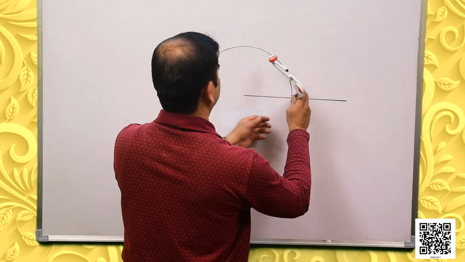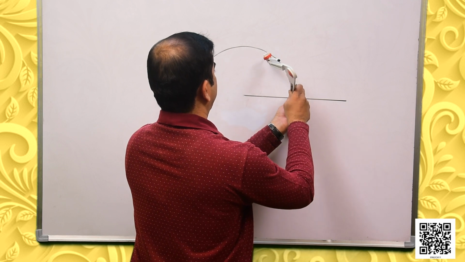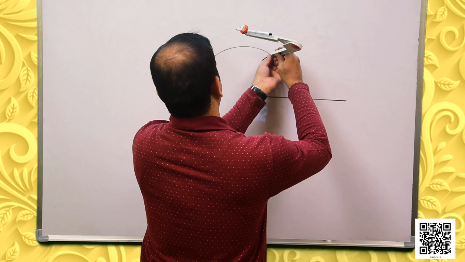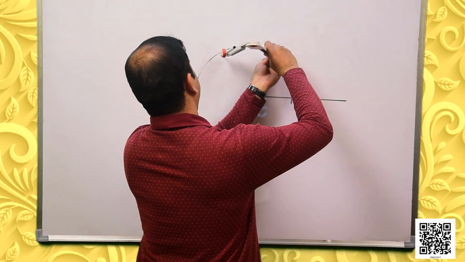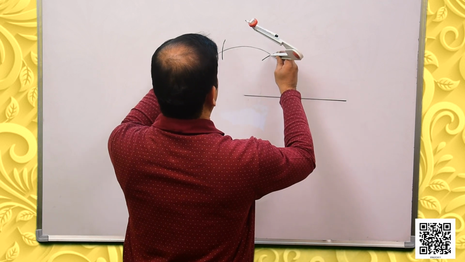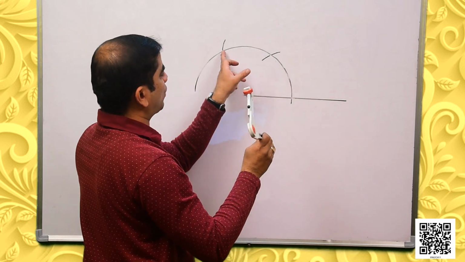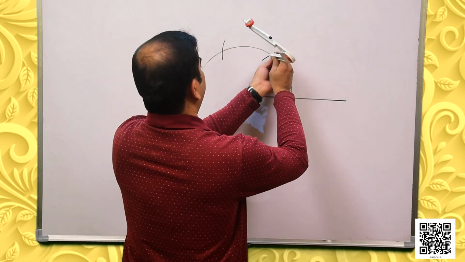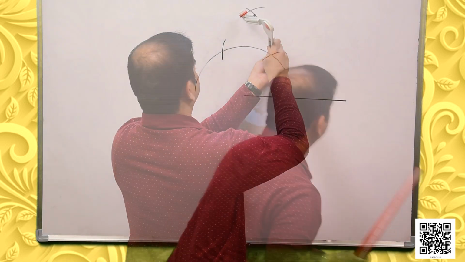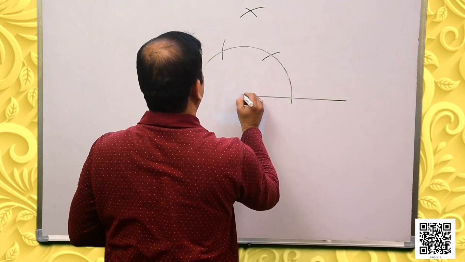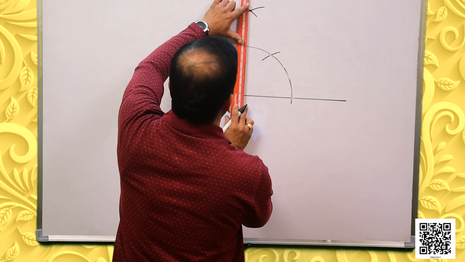This is 60 degree. Then the next intersection point will be 120 degree, and when I bisect 60 degree to 120 degree, I will get 30 degree. So 60 degree plus 30 degree will give me 90 degree. So students, when I join this point of intersection with the vertex, I will get 90 degree.